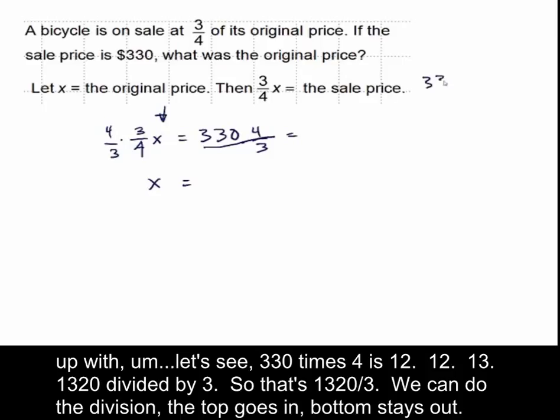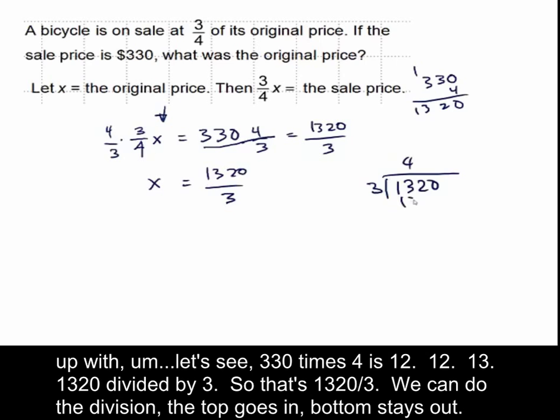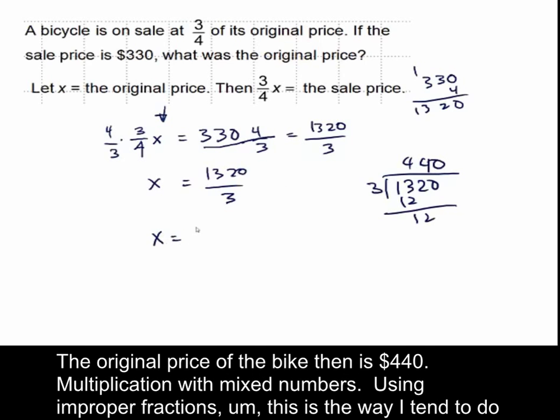Let's see, 330 times 4 is 1320. 1320 divided by 3. We can do the division. The top goes in, bottom stays out. The original price of the bike then is $440.